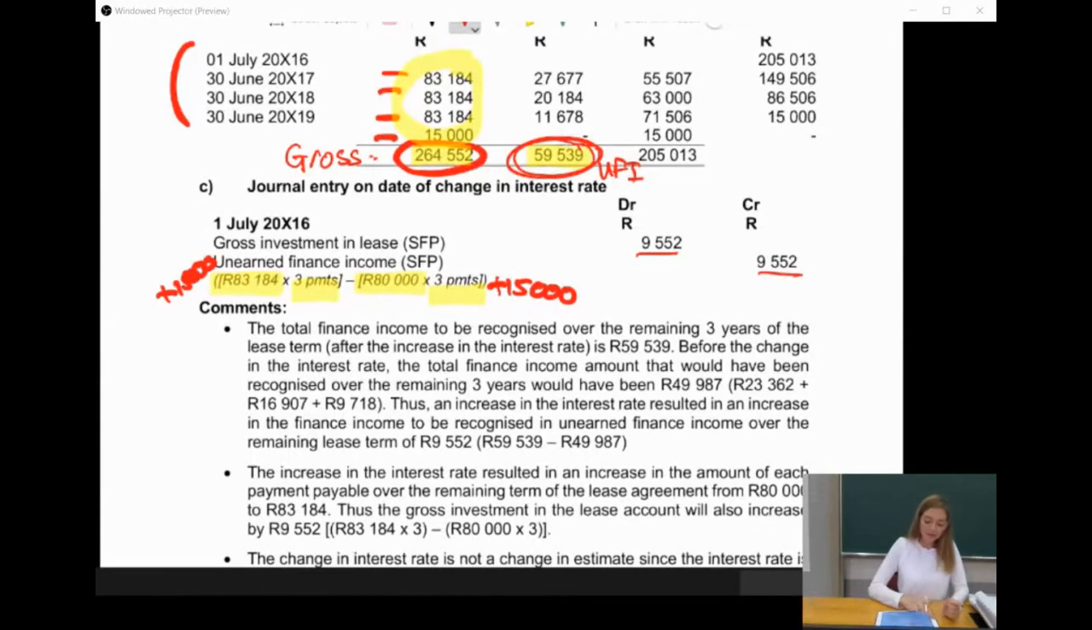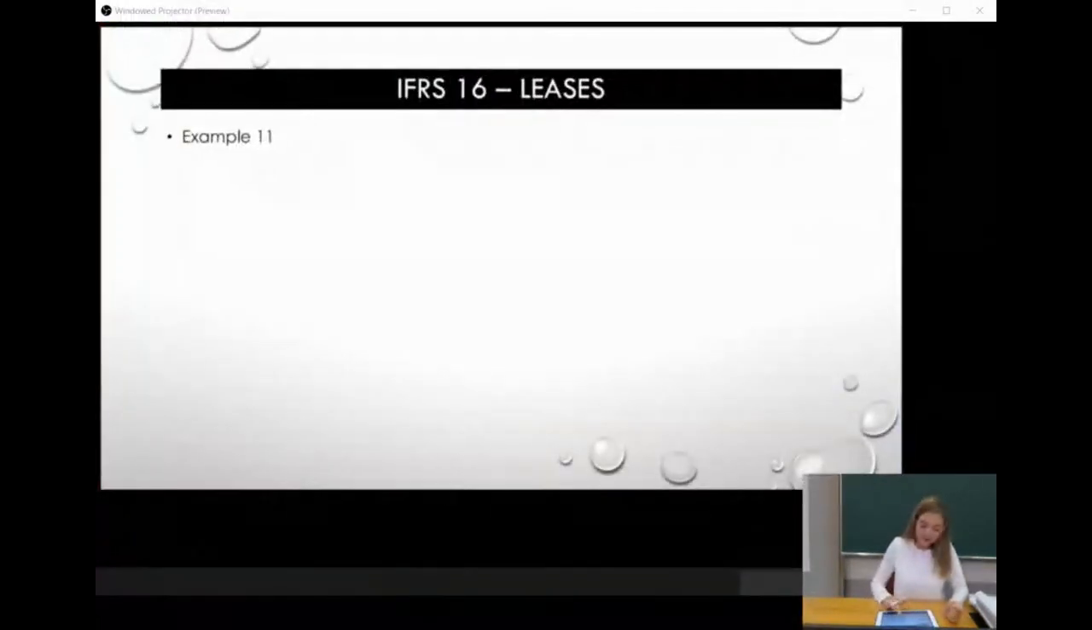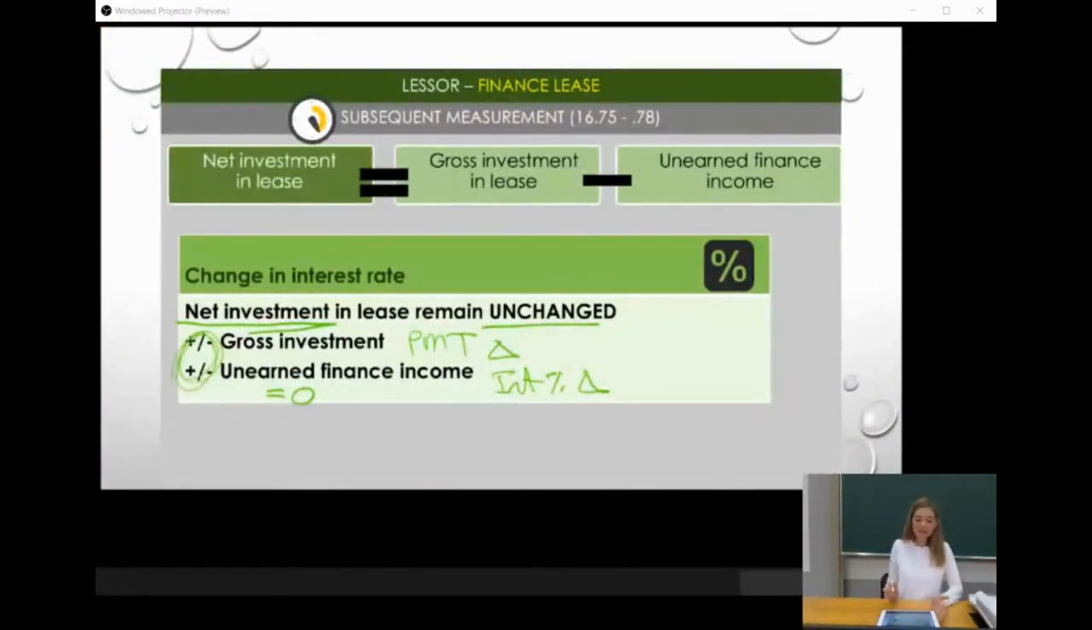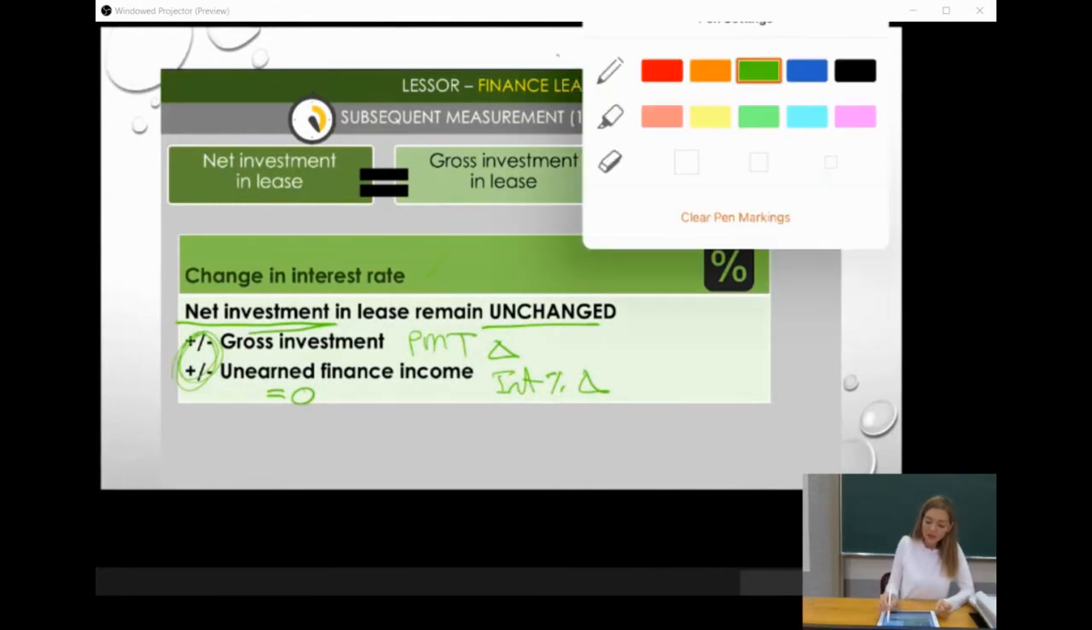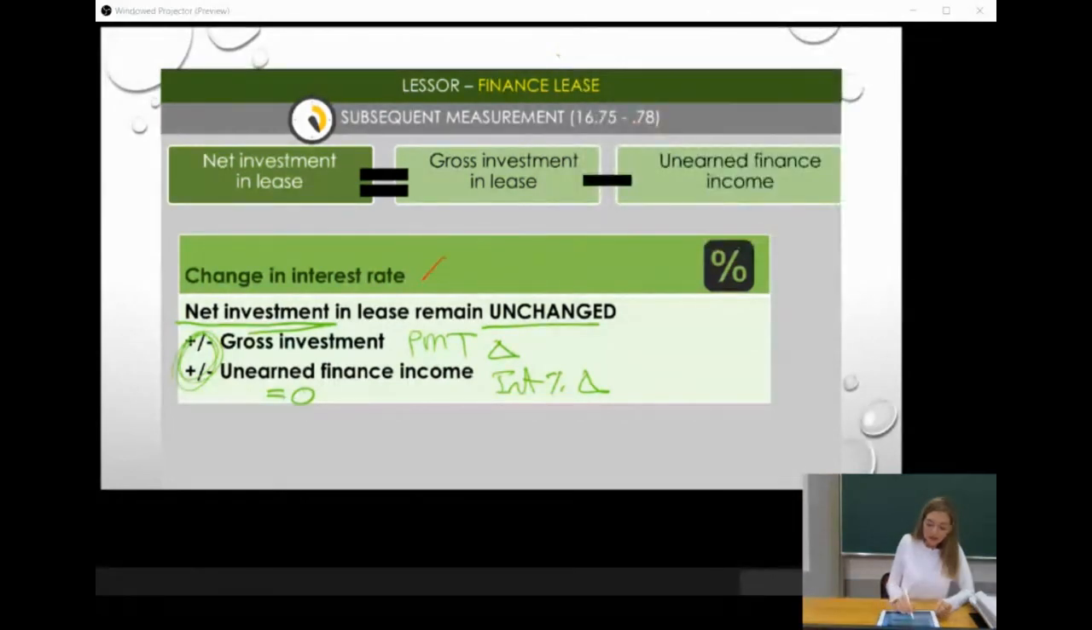Okay, so back to our PowerPoint then. I just want to make sure that I'm happy with this. So when we have a change in the interest rate, the payment amount is also going to change. But the total net investment balance does not change. But we still have to fix the gross investment and the unearned finance income totals.